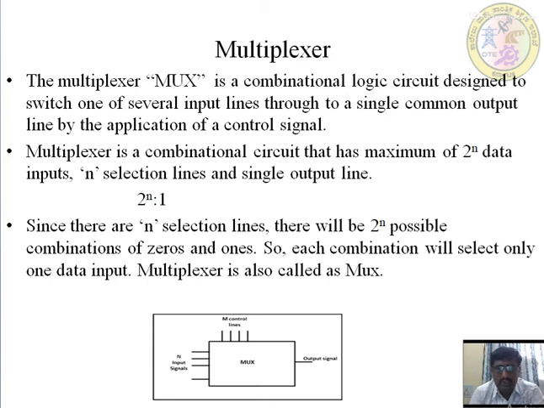That is, 2 raised to n is your number of inputs, n represents the select lines, and 1 is the output. For a demultiplexer it will have only 1 input and 2 raised to n outputs, where n represents the select lines. So it has n input signals, sometimes also known as select lines or control lines, and only one output signal. So 2 raised to n is your input, where small n represents your select lines, and 1 is the output. This can be easily understood when we take one example.